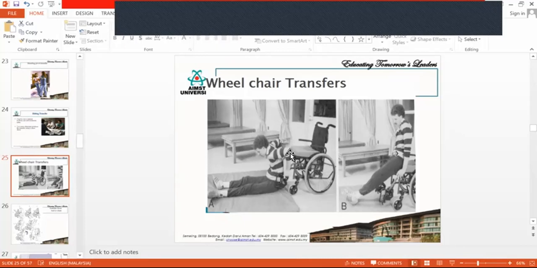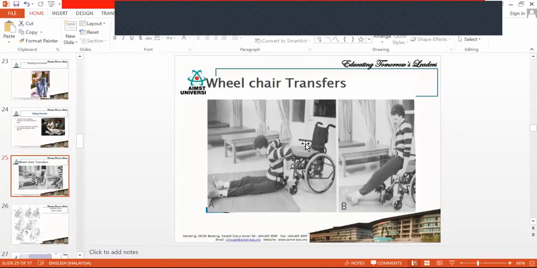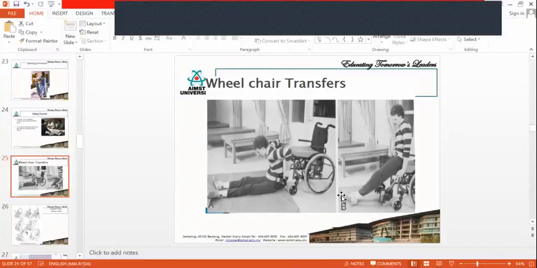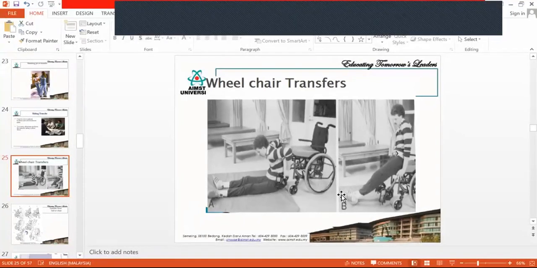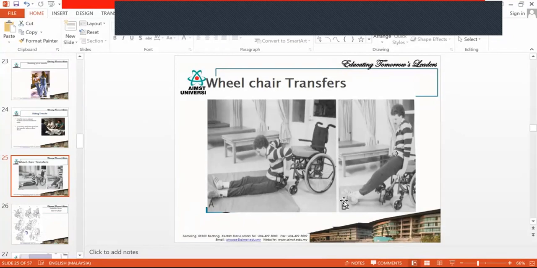With the hands, the patient has to give the complete weight and pull up the body into the wheelchair. So this is not done on the first day. Only after a lot of recovery and a lot of exercises, once the patient's upper limb is stronger, will you teach them this kind of transfer. So this is at the later stage of rehabilitation only. You will learn more about this when you are learning Neuro 1.